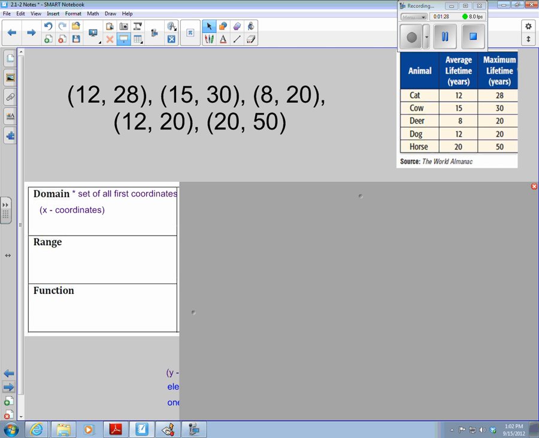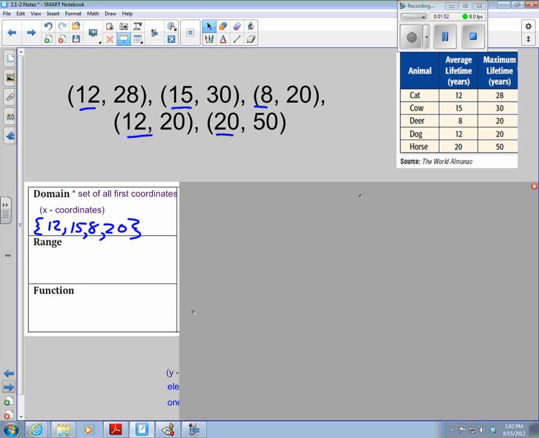So I could list the set of the domain here by using set notation, taking 12, 15, 8, 12, and 20. 12, 15, 8. You don't have to repeat the 12 again once it's in there. It's part of it. And 20. And that would be the domain. It's as simple as that.